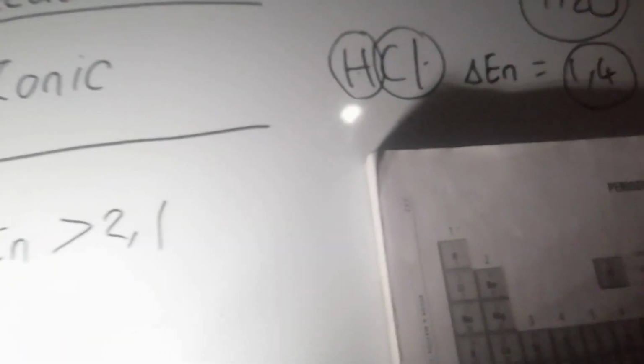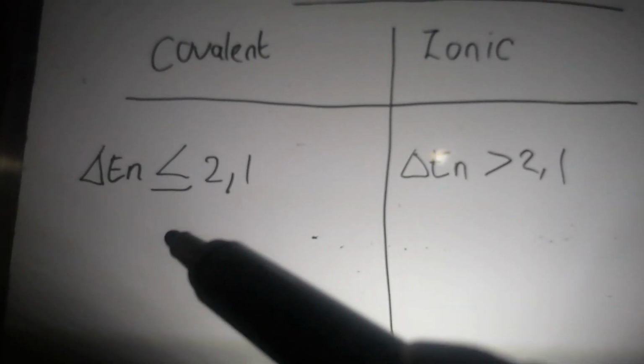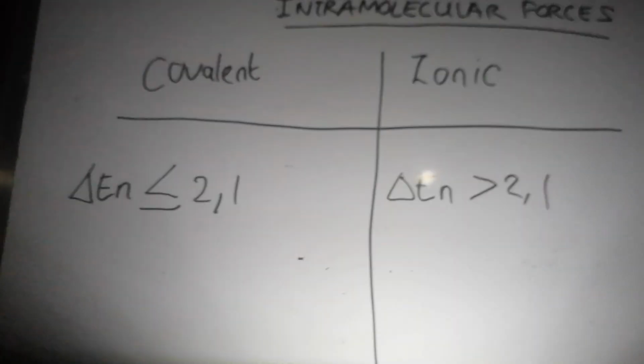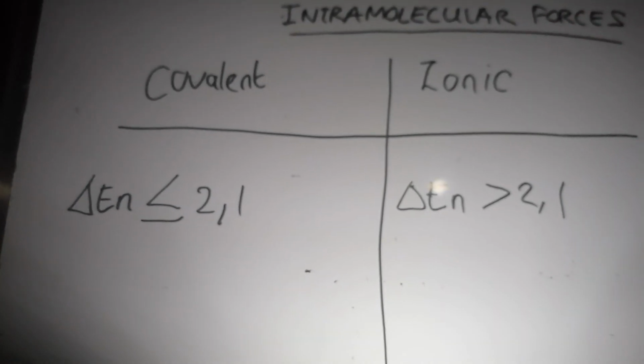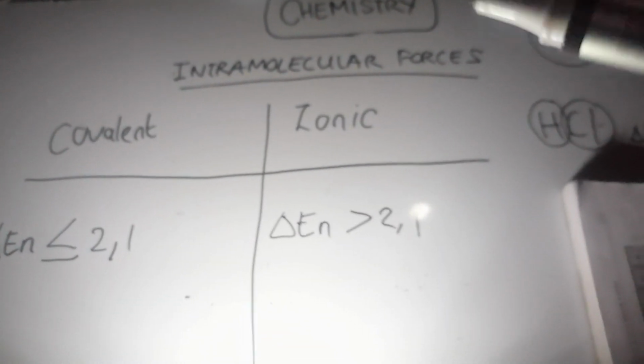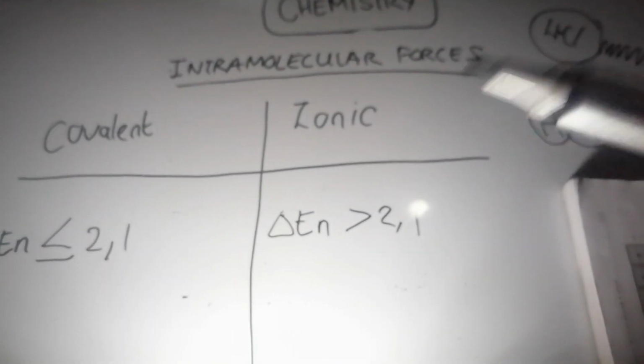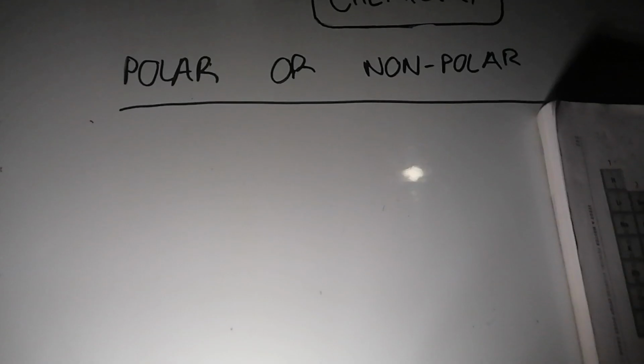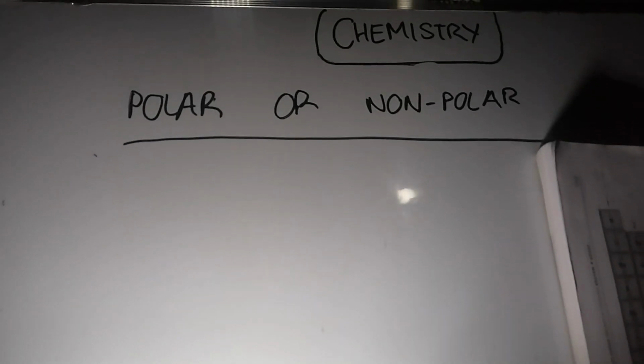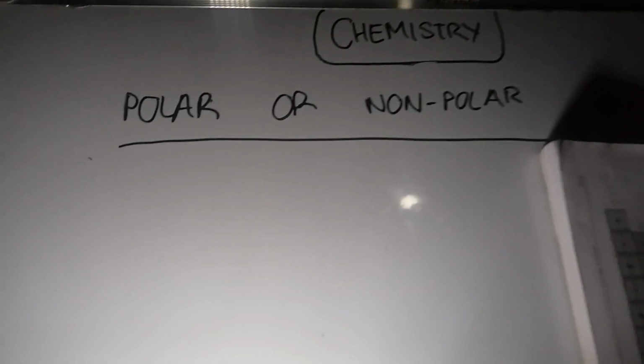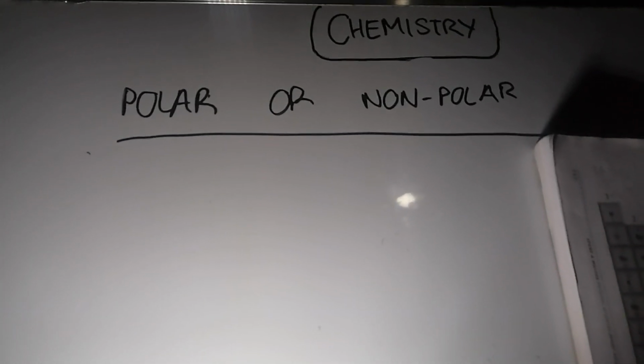So if we look at our case, I see I got 1.4, so I know it's going to fall less than 2.1. So HCl will have a covalent bond. So that's how you work out the intramolecular force, whether it's covalent, ionic, or metallic. Okay, next, how to establish whether a molecule is polar or non-polar.